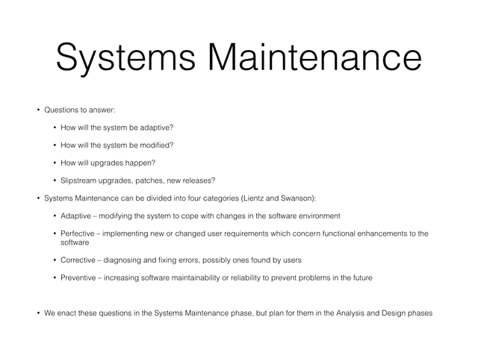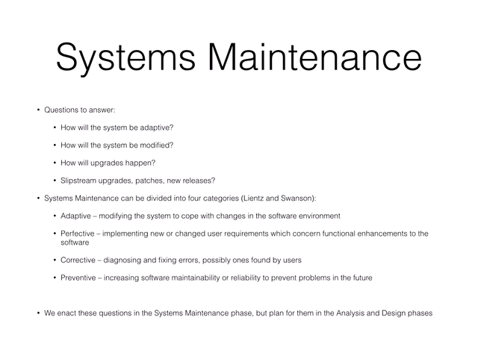The other dimension is perfective, where you're implementing new or changed user requirements which concern functional enhancements to the software. So basically you're trying to perfect the software in the user's eyes. Then there's corrective action, where you're diagnosing and fixing errors, possibly the ones found by users. And then preventative action is a category where you're increasing software maintainability or reliability so that you can prevent problems in the future. We talked about some of the ways to do that in other classes, particularly when we talked about reusability. So we enact these questions in the systems maintenance phase, but we plan for them in the systems analysis and design phase.